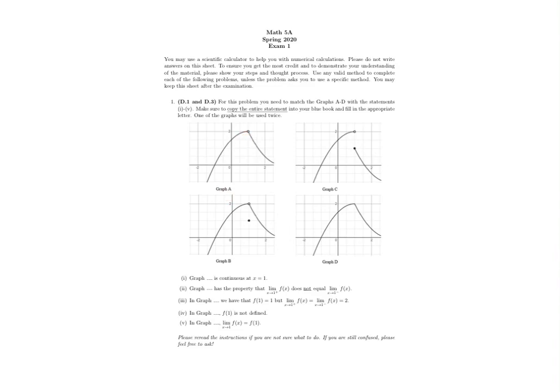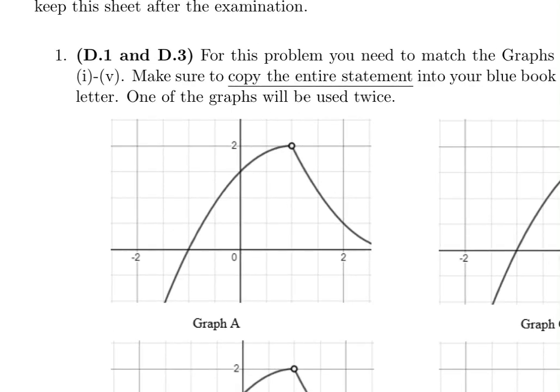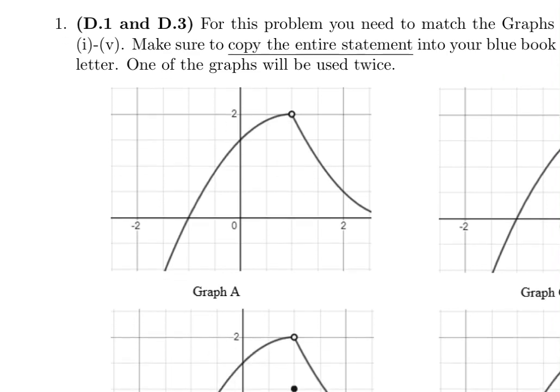All right, graph A. First thing I notice, I'm going to zoom in here. Graph A, what's going on with graph A? This little open dot here means that the function is not defined at x equals 1. Okay? The limit from the left and from the right is equal. Those two limits are equal, which means the limit exists, but there is no function value here. That's all I'll say about that one.